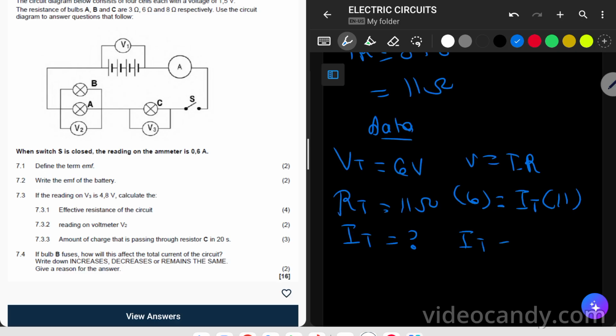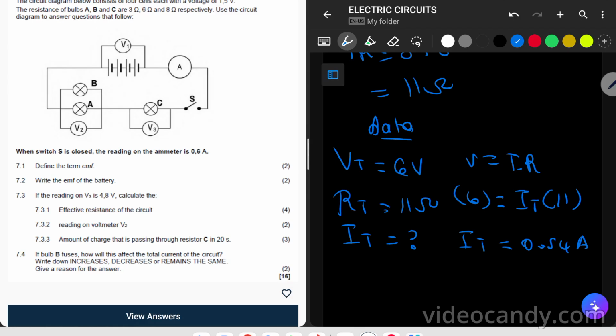Therefore, I total is equal to 6 divided by 11. 6 divided by 11 will give you 0.54 amperes. As you can see, the total current initially was 0.6. Now, after you have removed one resistor and the total resistance had increased, what happened to the current? The current had decreased. This supports the relationship that once your total resistance increases, the current will decrease. Therefore, in the question for 2 marks, if bulb B fuses, how will this affect the total current?